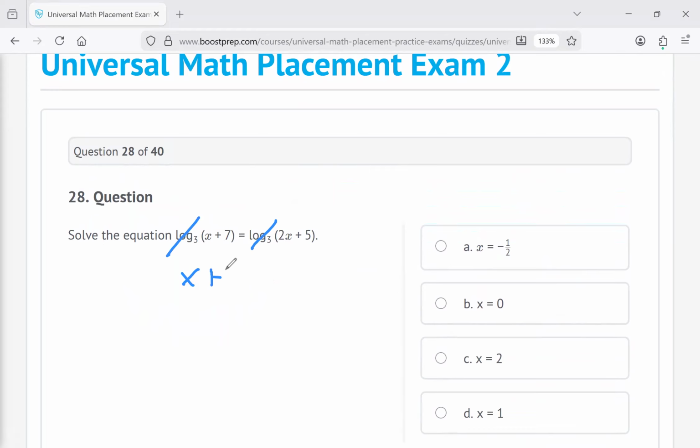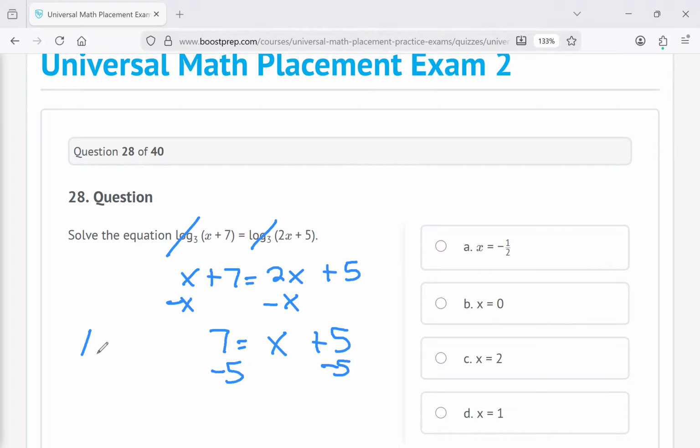So on the left, you're left with x plus 7. And on the right, you're left with 2x plus 5. And then go ahead and solve for x. You just subtract the x from both sides. 7 is equal to 2x minus x, which is x plus 5, and then subtract 5 from both sides. So you get x equals 2.